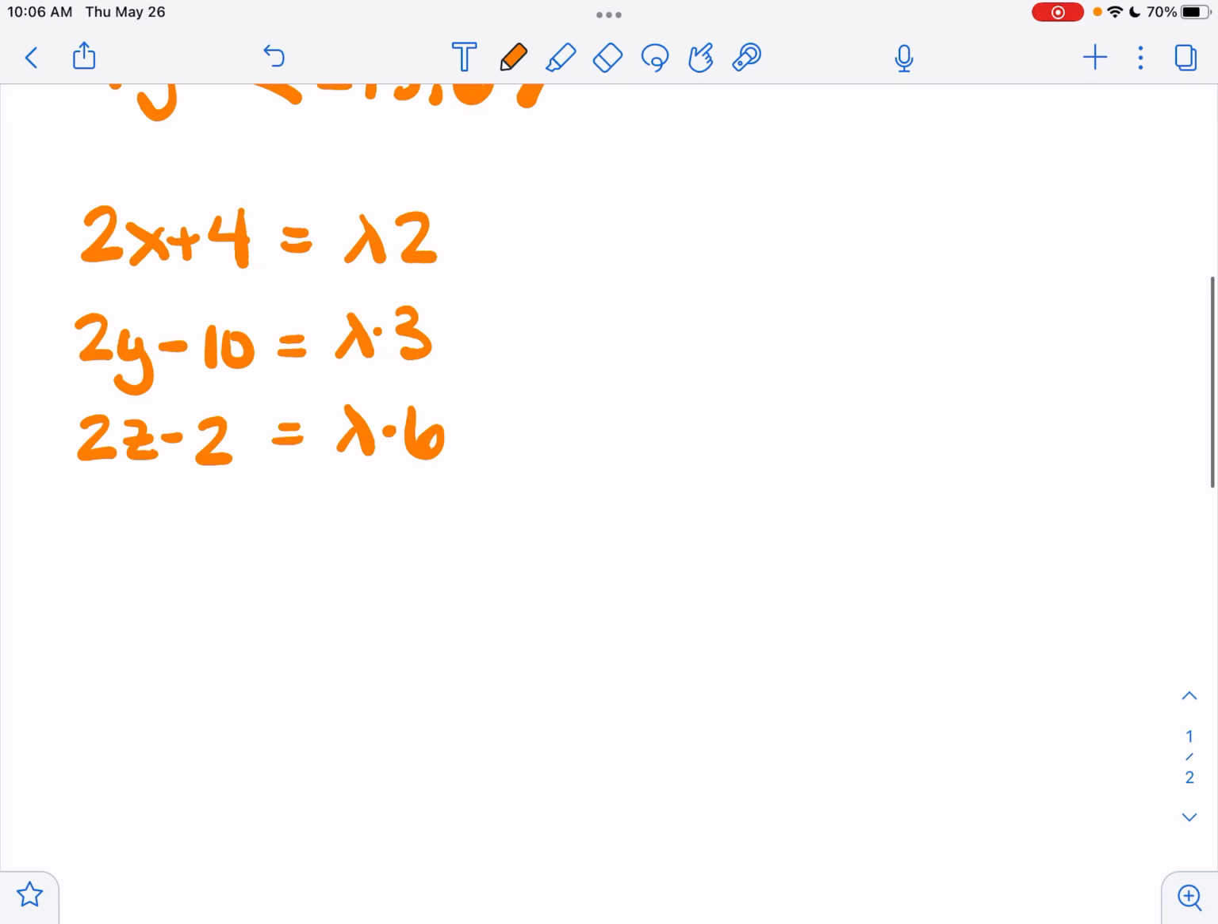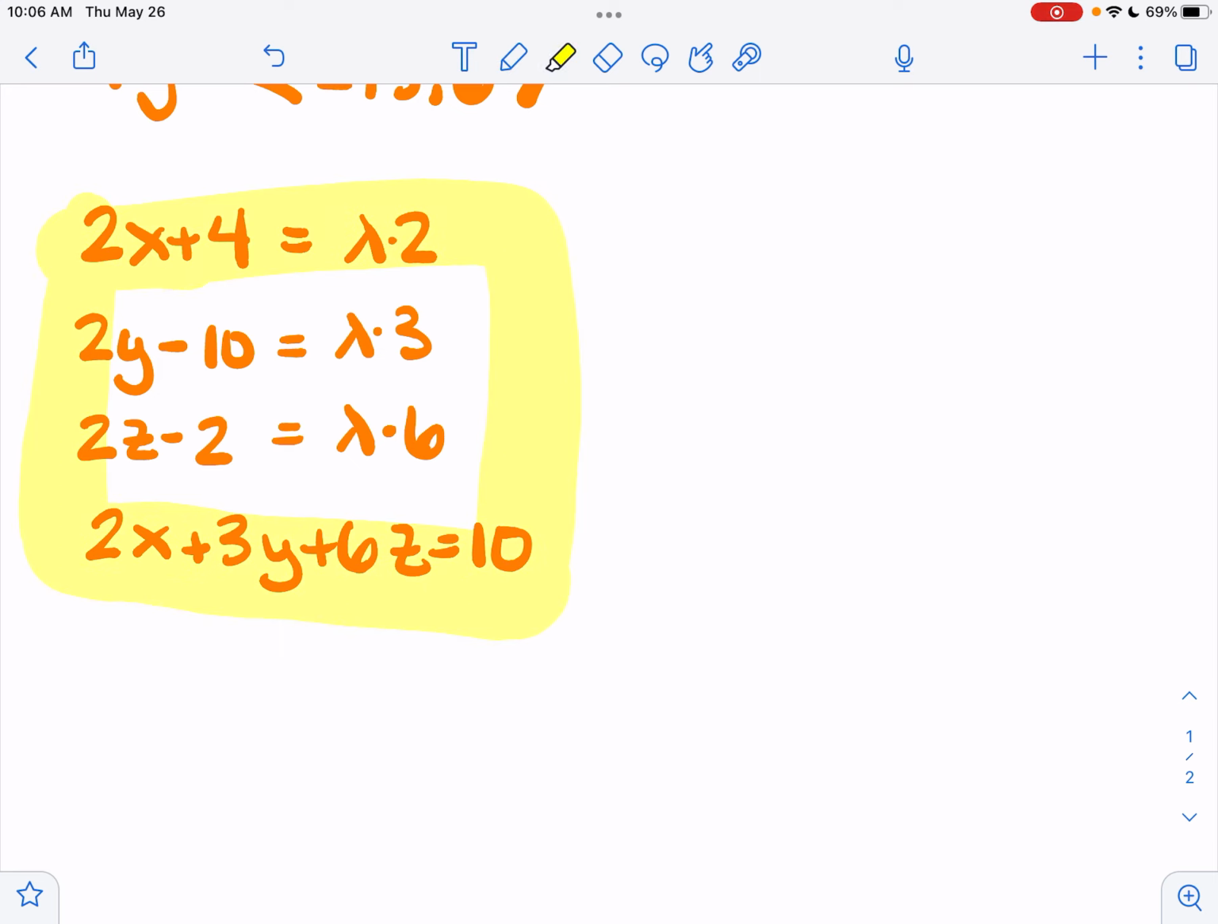And then our last equation, as always, is the constraint curve. So 2x plus 3y plus 6z equals 10. I said constraint curve, but now in three variables, it's a constraint surface. That's our system: 4 equations, 4 unknowns, and we need to find the x, y, z. That'll be the point where we have a minimum distance.